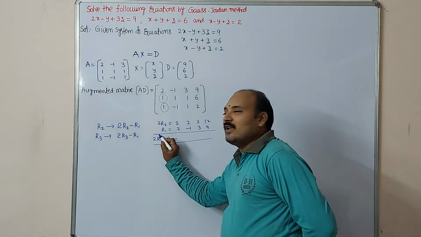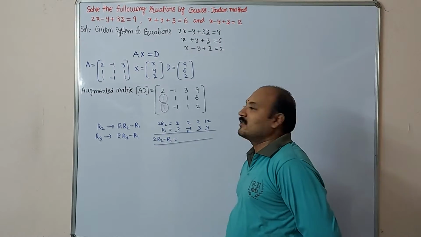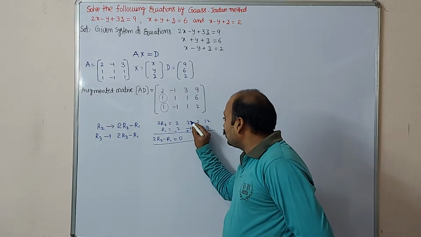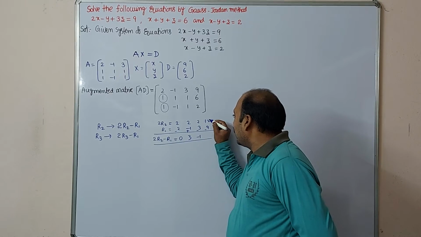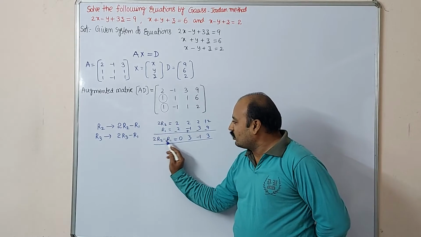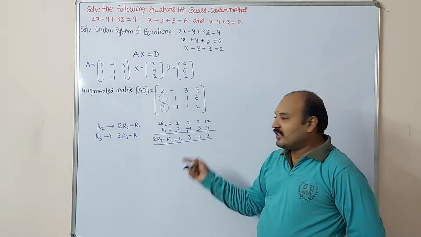So indirectly, what we are doing now is subtracting. So minus, plus, minus, minus. 2 minus 2, 0. 2 minus 2 minus or minus 1, 2 plus 1, 3. 2 minus 3, minus 1. 12 minus 9, 3. So in place of R2, 2R2 minus R1 now. So here you replace with this value.